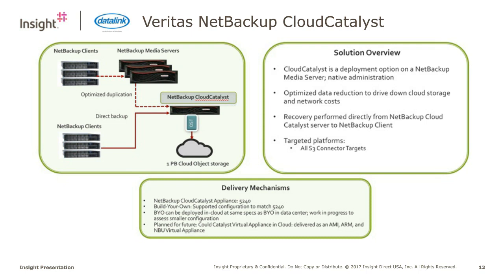Now, how it's used is in conjunction with any current media servers that you have, and as we see on the slide, we are able to achieve optimized deduplication between those media servers, so the data that lands on the media servers does not have to be rehydrated before it hits Cloud Catalyst, essentially a media server, and then sent off to the cloud. There's also the option where you can have some clients write directly to it for a backup straight to the cloud.